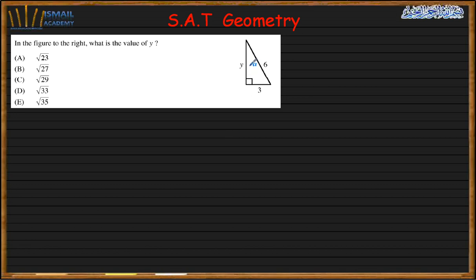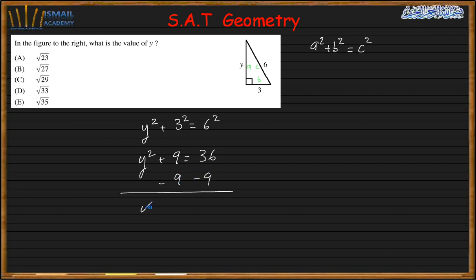If this is, for example, my A, this is B, and this is C, we know the formula of the Pythagorean theorem is A squared plus B squared equals C squared. So I use this formula here: y squared plus 3 squared equals 6 squared. So I will have y squared plus 9 equals 36. Now minus 9 on both sides, so I got y squared equals 27.